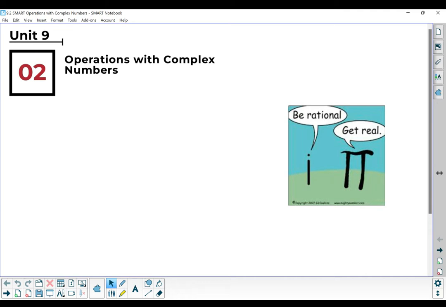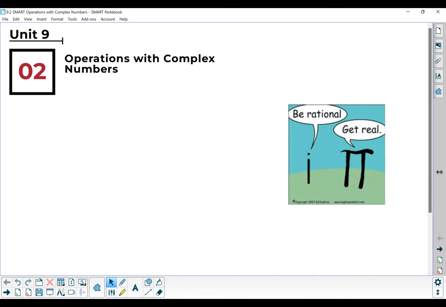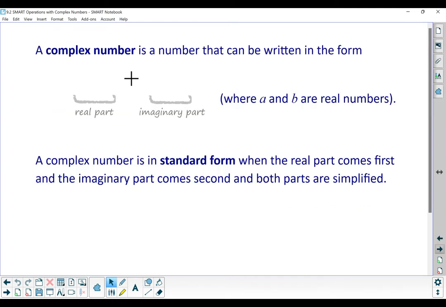I am going to do this video in two parts, so if you missed class, make sure you watch both parts. This part is just to talk about and discuss addition and subtraction of complex numbers, and then the part B video will do multiplication of complex numbers. So we're working on operations with complex numbers today.